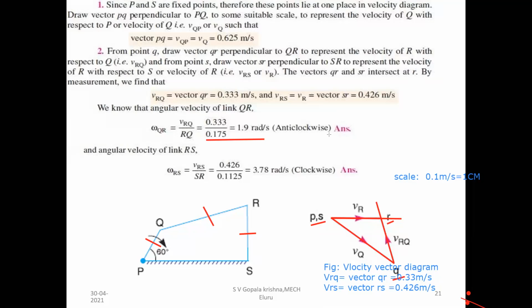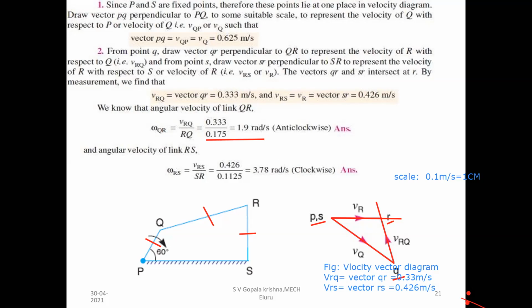The direction is also mentioned: anti-clockwise. Why? Because QR is going upward, so that is the anti-clockwise direction.